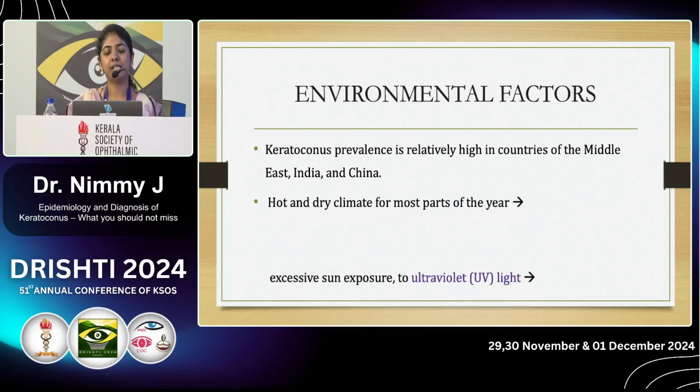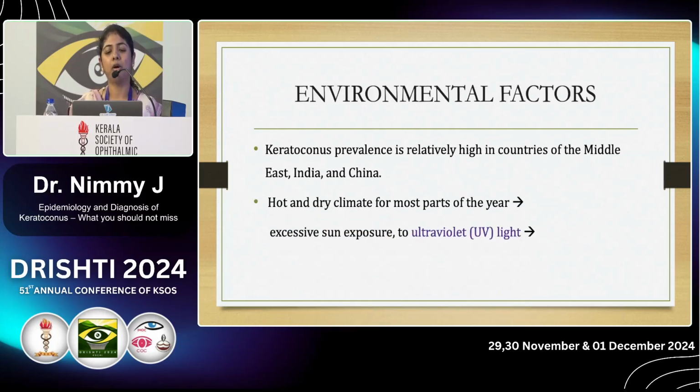The higher prevalence is seen in the Middle East countries because of the hot and dry climate for most parts of the year. So there is an excessive sun exposure, excessive exposure to ultraviolet light, and this results in the oxidative damage resulting in keratoconus.